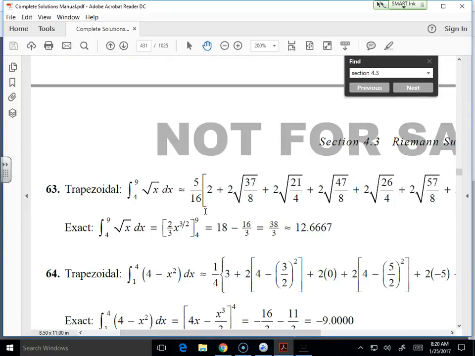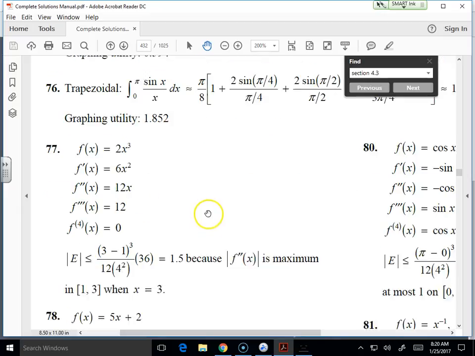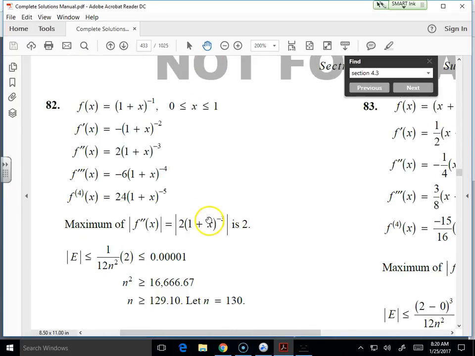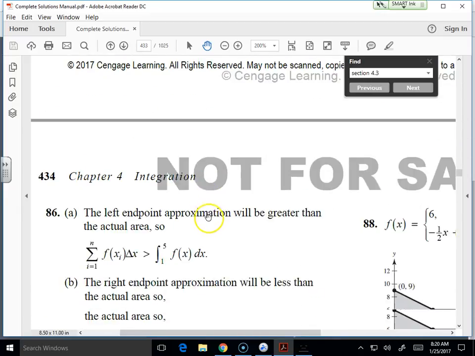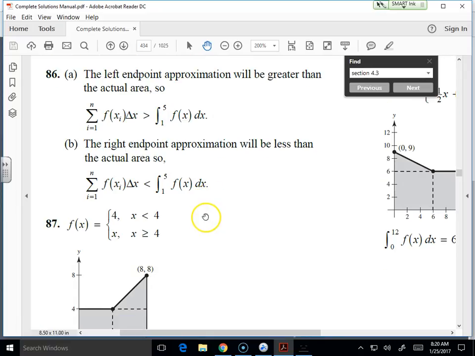What's the next one? 86. Are we close? Greater. Less. How are you supposed to visualize? Put little rectangles hitting at the left, hitting at the right. This one goes over the curve. This one goes under the curve. Greater than, less than. It was a how do you see it. Any more?